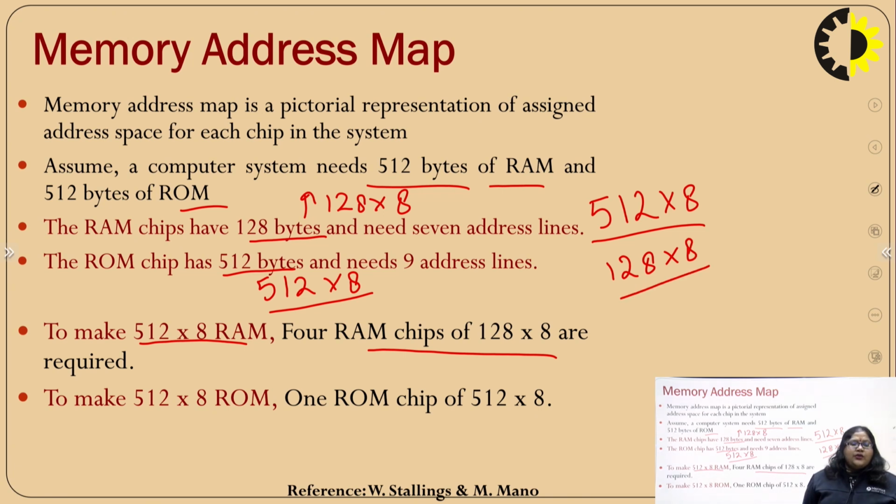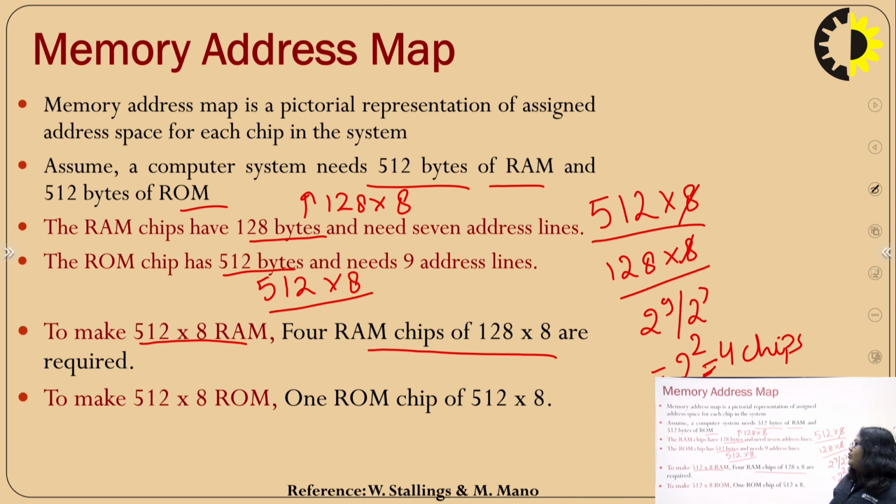So by using this size, how many RAM chips are required? These are 128, which means 2 power 9 divided by 2 power 7. This is 2 to the power 2. So 4 chips are required. 4 RAM chips are required for designing the RAM.